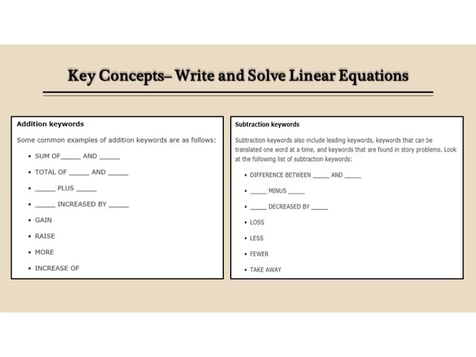Here are some mathematical words that will help you know whether or not to add and subtract. You can also use the mathematical operation paper in the back of your notebook. For adding, we use sum, total, plus, increased by, gain, raised, more, increase. For subtracting: difference between, minus, decreased by, less, fewer than, take away.